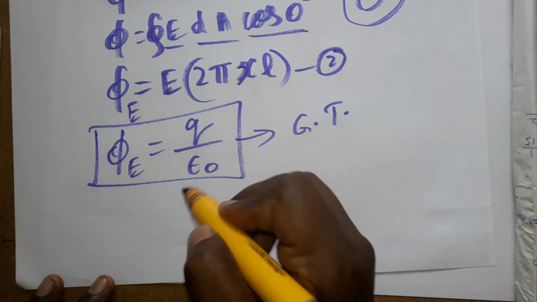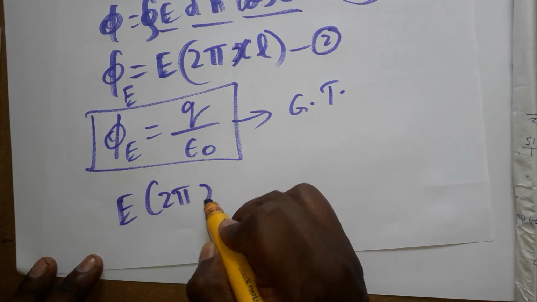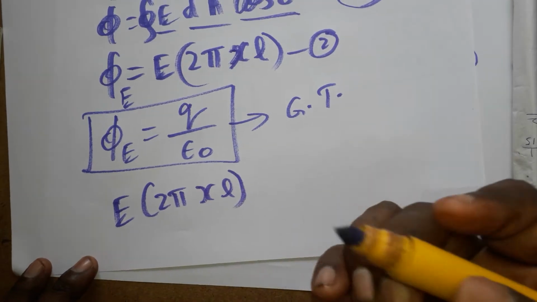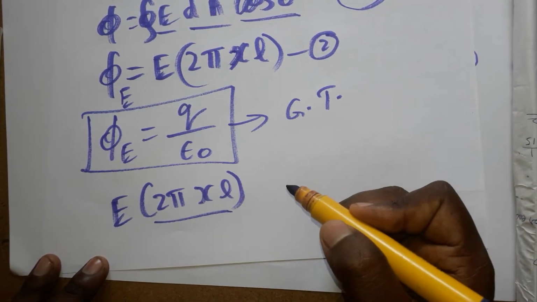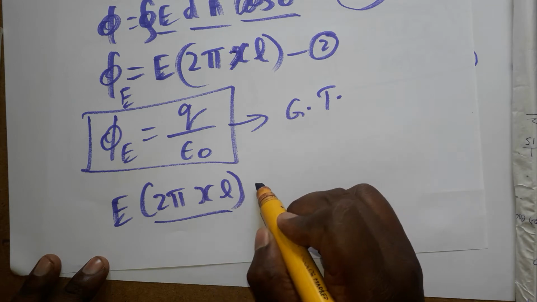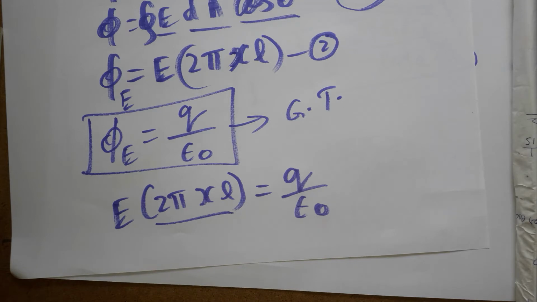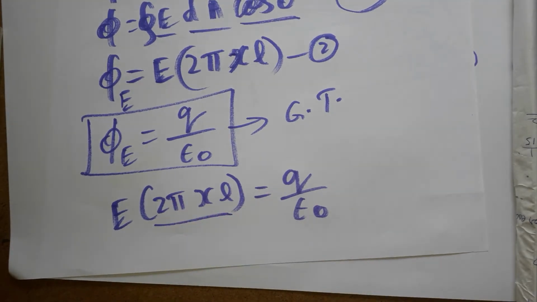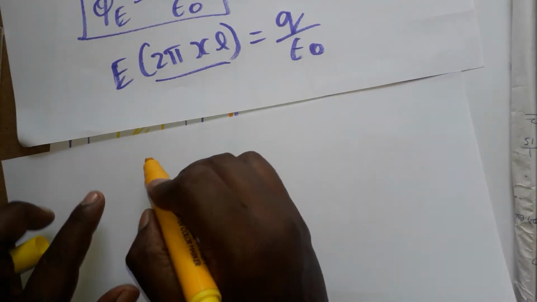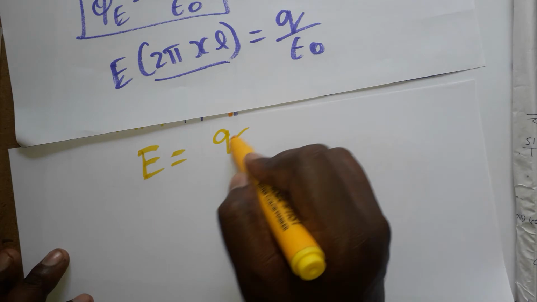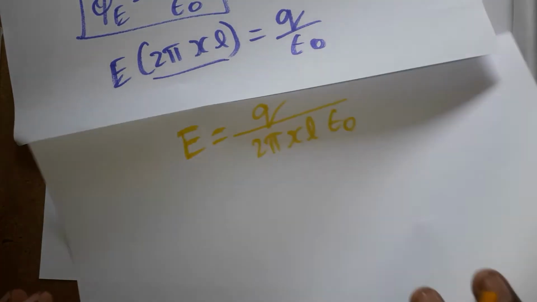So we have two equations, both representing the flux, so we can equate them. So E times 2 pi x L, where 2 pi x L is the total surface area of the Gaussian surface, which is a cylinder, x is the radius and L is the height of the cylinder, is equal to q divided by epsilon naught. From this equation I want E, so we bring everything to the denominator. Finally we get E is equal to q divided by 2 pi x L epsilon naught. Okay, this is the equation for E I got.